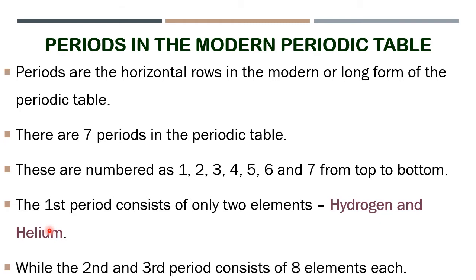In the second period and in the third period, we have 8 elements. Members of the second period: after hydrogen and helium, next lithium, beryllium, boron, carbon, nitrogen, oxygen, fluorine. Then comes neon. Totally 8. In the same way, in the third also, we have 8 elements. That means the second period and the third period consist of 8 elements. They are called members of the second and third period.